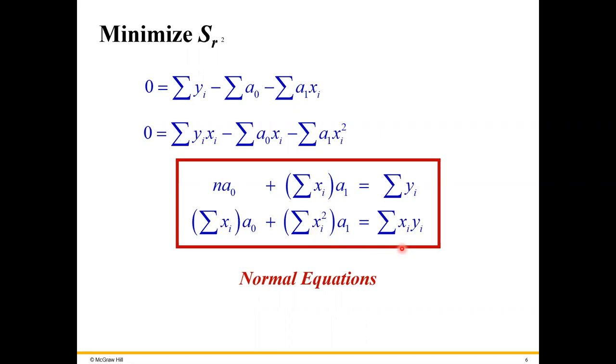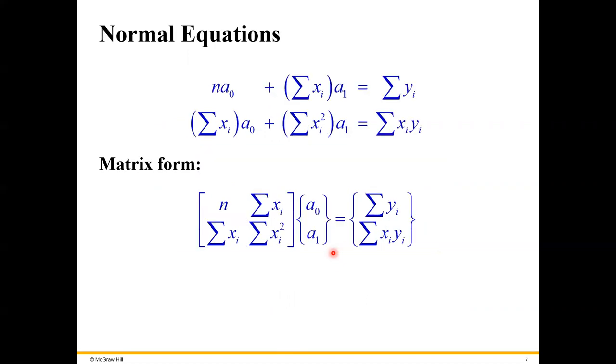And then this is the sum of the product of x and y values. So therefore, if we have a set of x, y points in tabular format, we can calculate these values. And then by solving these two equations, we can find the values of a0 and a1. So in this way, we will get the linear equation y is equal to a0 plus a1x.